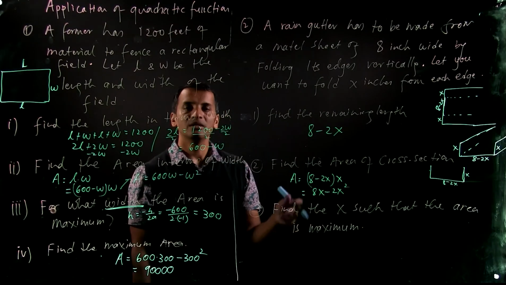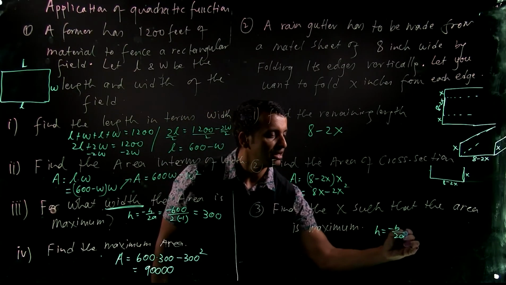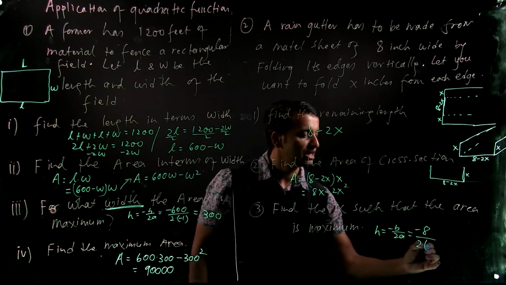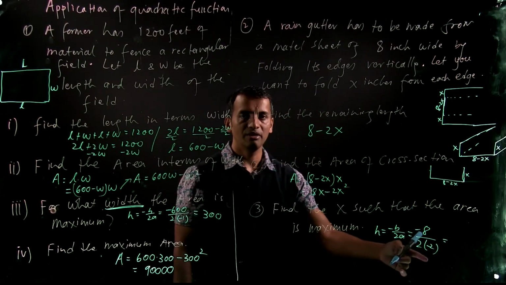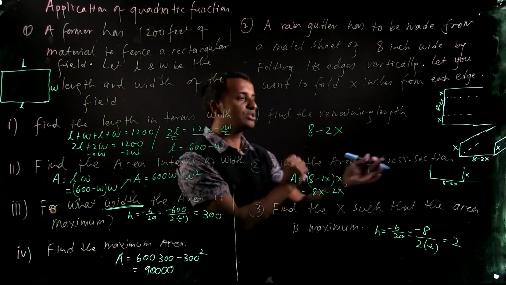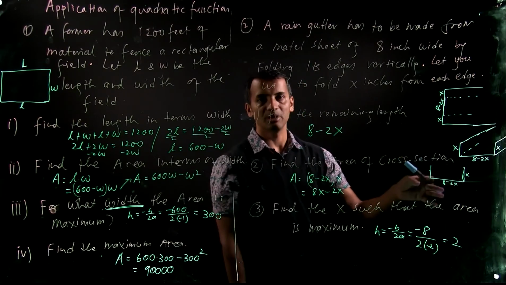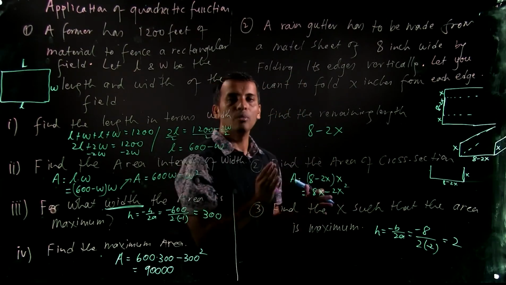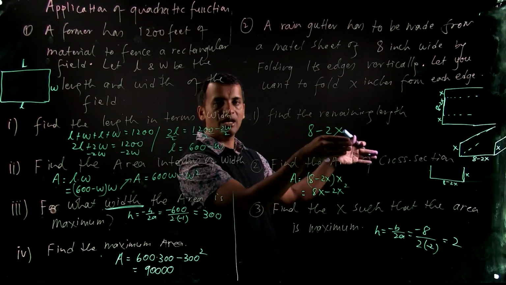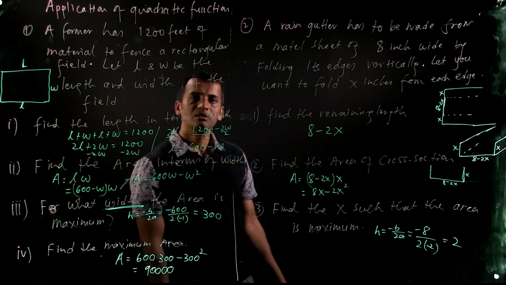Again, you want to find the vertex. For the vertex, h is negative b over 2a. b is 8, so it is negative 8 over 2 times a, which is negative 2. So negative 8 over negative 4 is just 2. So you want to fold at 2 inches. It should be folded in such a way that the area of this cross section is maximum, meaning you can flow the most water with this folding. If you fold 2 inches from each side, then the maximum amount of water can flow through. All right, thank you guys.